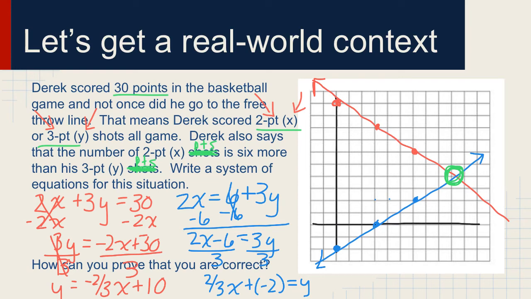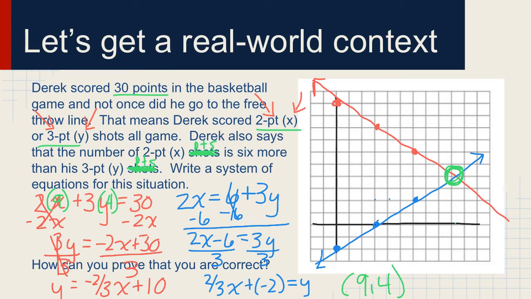So I think my answer might be 1, 2, 3, 4, 5, 6, 7, 8, 9. 1, 2, 3, 4. I think my answer might be 9, 4. So if I were to put 9 in right here, and 4 in right here, I would have 18 plus 12. That's 30, so that works.